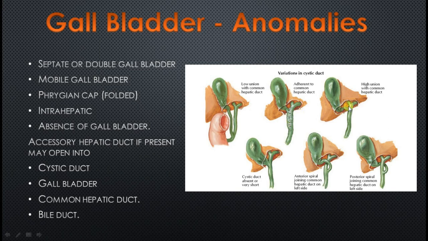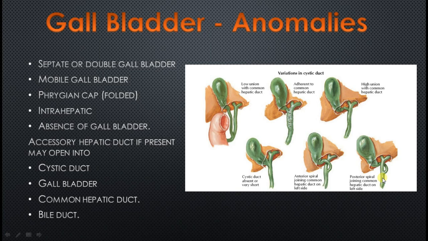Very high union, at a very higher level, just after the emergence of the right and left hepatic duct, union takes place. Here, totally the cystic duct is absent or very short. Here it takes a spiral course and opens into the left side of the common hepatic duct. Here it is in front of the common hepatic duct, here it goes behind the common hepatic duct. That is the difference. So the gallbladder and cystic duct are most prone to these variations or congenital anomalies.